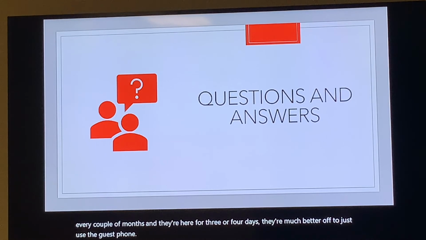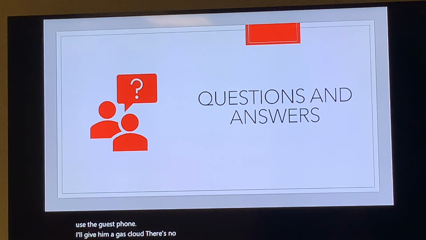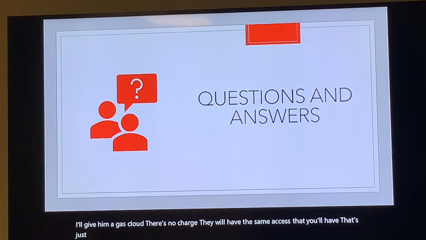I give them a guest fob. There's no charge. They will have the same access that you'll have. That's probably the easier thing to do.